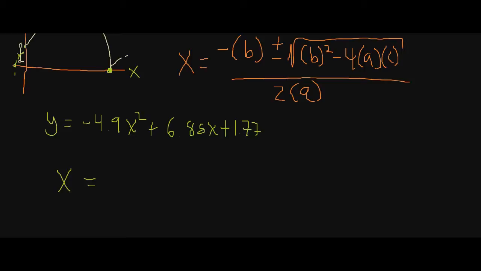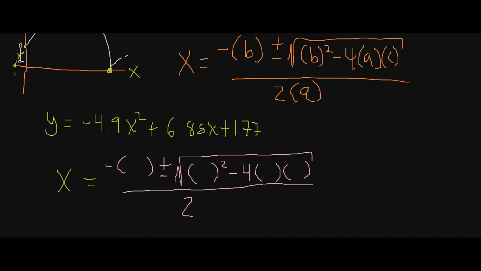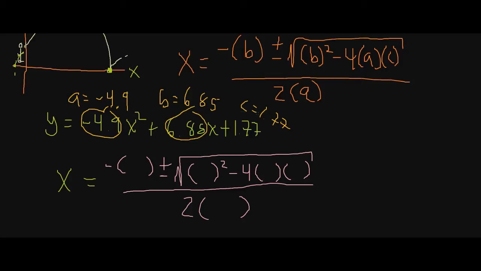We're going to get x is equal to negative b plus or minus the square root of b squared minus 4ac over 2a. I'm writing the whole expression here with parentheses, and I'll fill in the information in a second. This is my a, which comes from the first term, so a is negative 4.9. b is equal to 6.85, and c is equal to 1.77. The a comes from here, the b comes from here, and the c comes from here.